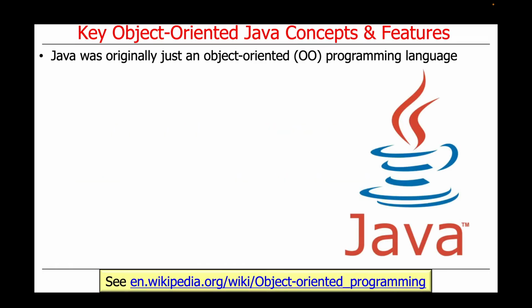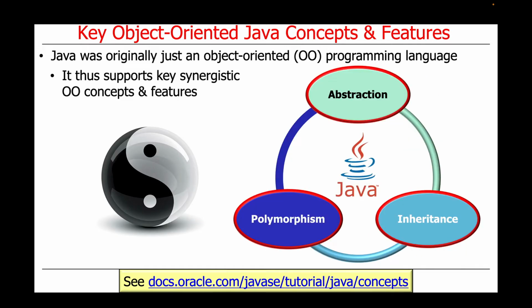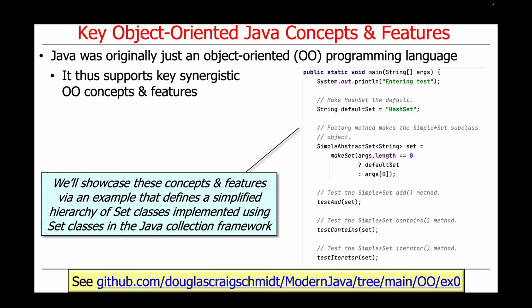Java was originally designed as just an object-oriented programming language. Therefore, it should be no surprise that it supports key synergistic object-oriented concepts and features. And as we'll see as we go through these examples and the discussions, these different concepts and features work well together. We'll showcase these concepts and features via an example that defines a simplified hierarchy of set classes that are implemented using set classes in the Java collection framework. You can find this example here in my modernJava repository in the EX0 project in the OO folder.